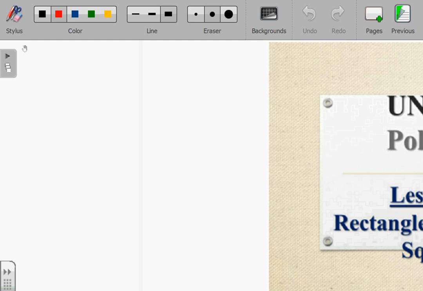Students, this is Unit 6, Polygons, Lesson 6.3, Rectangles, Rhombi, and Squares.